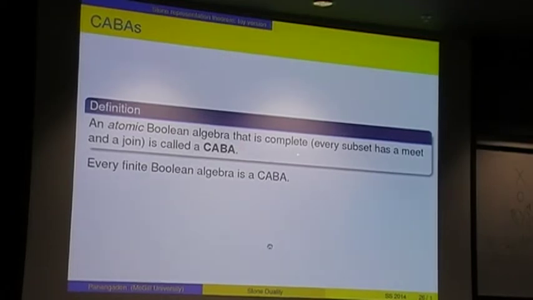Adding even more special structure, I'm going to define what's called a complete atomic Boolean algebra, affectionately called a Kaba. So the word complete here means that every subset has a meet and a join. Okay, in terms of the order structure, the greatest lower bound and the least upper bound. So such a thing is called a complete atomic Boolean algebra, and a very easy simple exercise is that every finite Boolean algebra is in fact a Kaba.